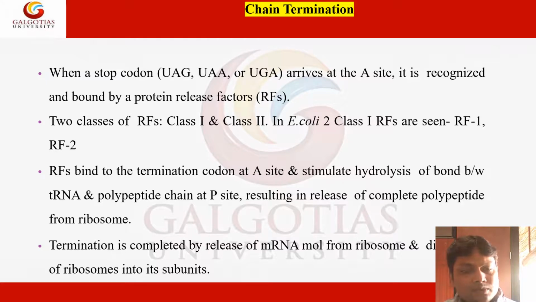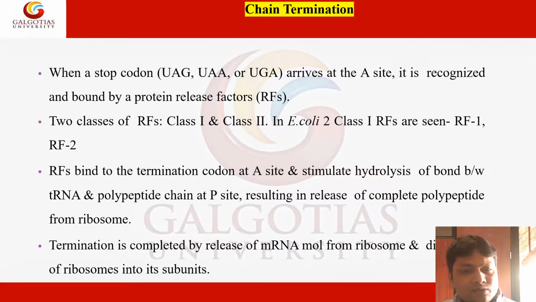When a stop codon like UAG, UAA or UGA comes and reaches near the A site, it is recognized and the protein release factors come and bind on that site. There are two classes of release factors, class 1 and class 2. In E. coli, the class 1 release factors RF1 and RF2 are seen.